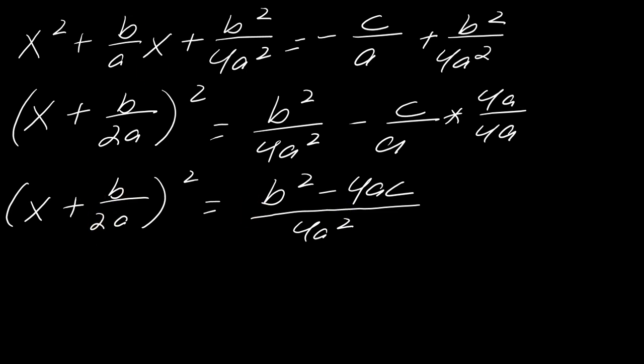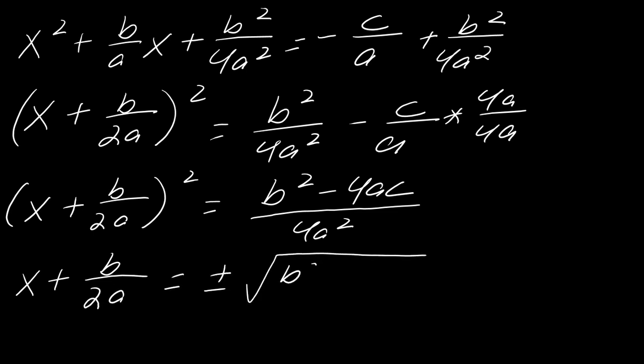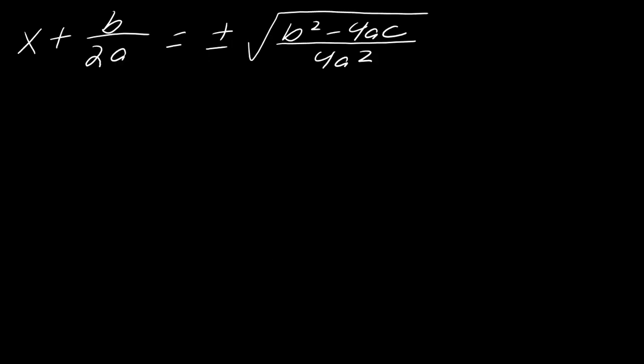So I'm going to take the square root of both sides, and so this is going to become x plus b over 2a equals plus or minus the square root of b squared minus 4ac over 4a squared. Okay, so let me make a little more space.